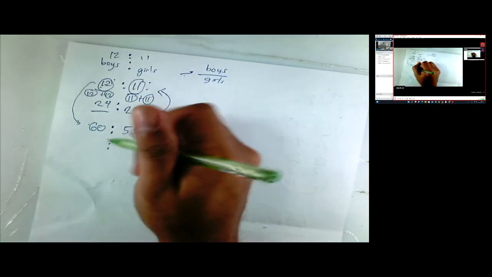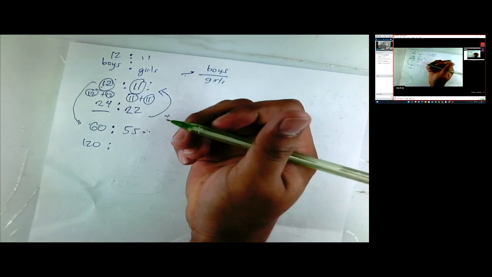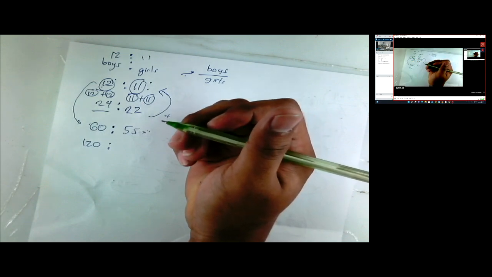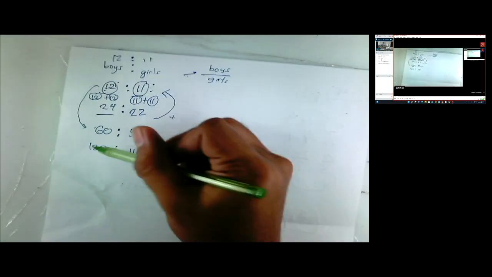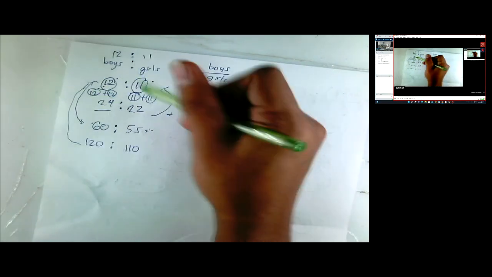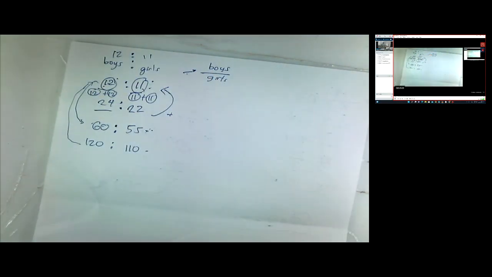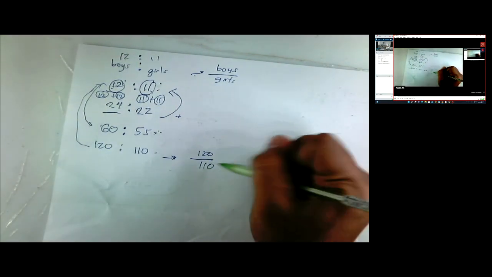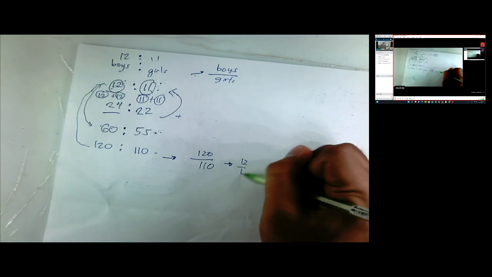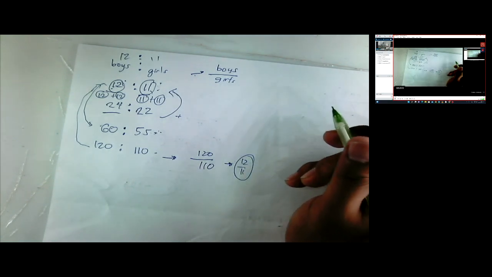Now, what if I have here 120 boys? How many girls do we have? 110. So it's just 120 divided by 12 is 10 times 11, 110. But still, remember, if you simplify this, 120 over 110, if you get the simplest form, the answer is still 12 to 11. So this is what a ratio is. However you simplify the given ratio, you will still get the same base ratio.